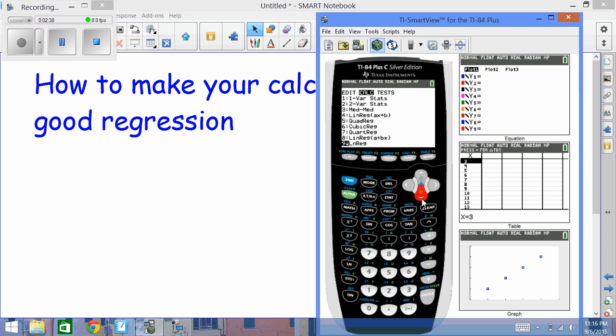Let's see what the other ones are. LnReg, that's the natural log. ExpReg is exponential regression. PwrReg, that's power regression. Logistic regression, that's my favorite function. Sine regression, and then manual fit. And we're not going to do any of those. We think that our function is linear, so we're going to go up here to number 4 and go to LinReg.